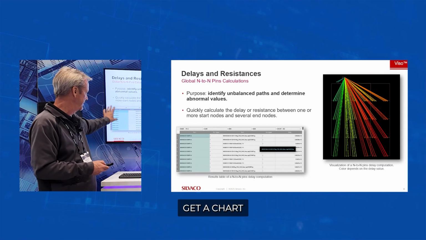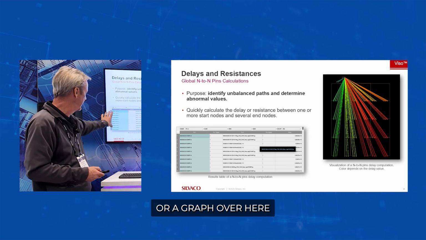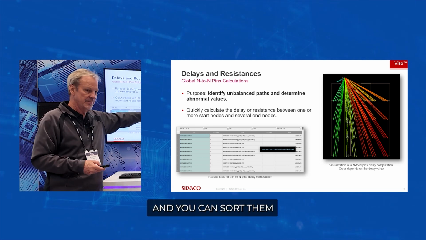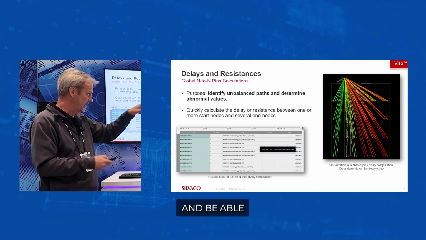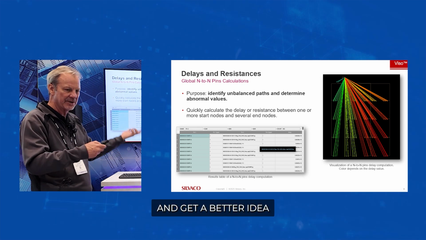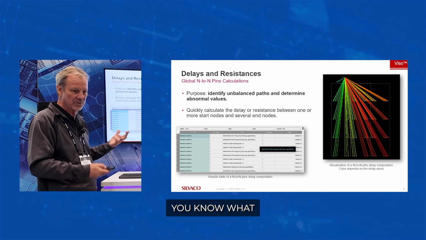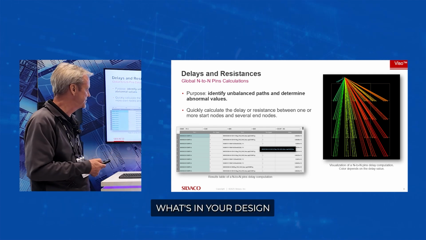And then you can also get a chart or a graph over here of all of those nets that it analyzed, and you can sort them by delay over here in this column and be able to look at the net and get a better idea of where things might be wrong or might not, but at least you know what's in your design at that point.